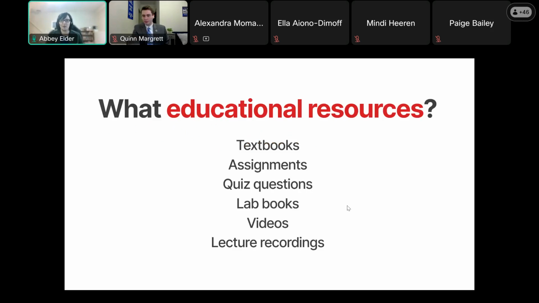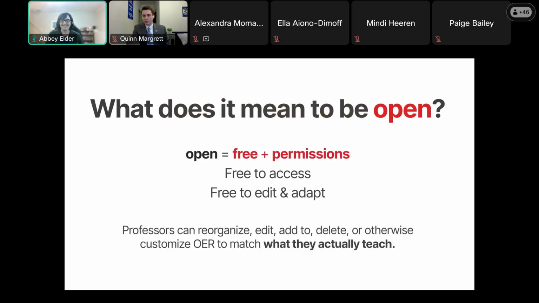So what makes it an OER? Next slide. To be open, something has to be both free and have permissions for use. So it's free to access and free to edit and adapt. If you've taken Library 1600, then you know about Creative Commons licenses, and that's how we make things actually open. We tell people, yes, you are allowed to do this. Professors can reorganize, edit, add to, delete, or customize OER to actually cover what they teach, instead of just saying, this is close enough, you'll figure it out from the lectures. Next slide.